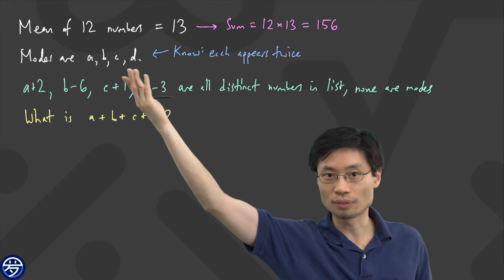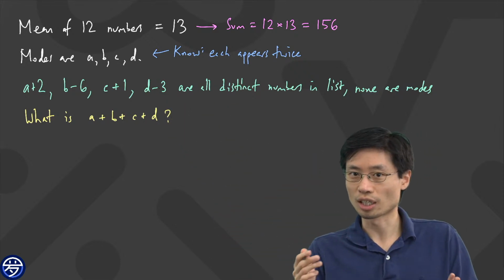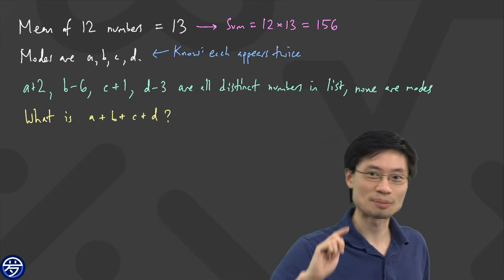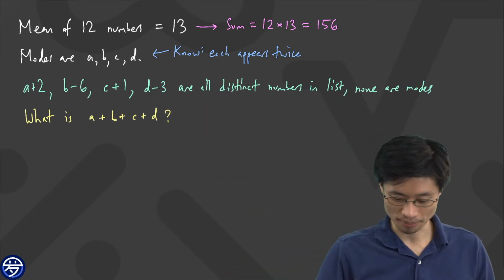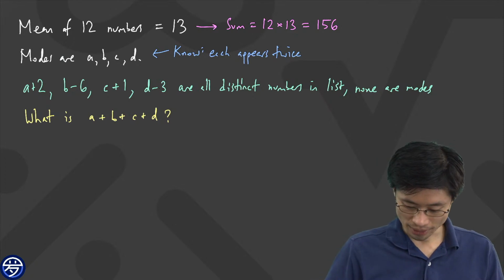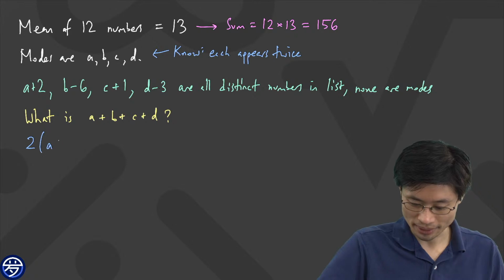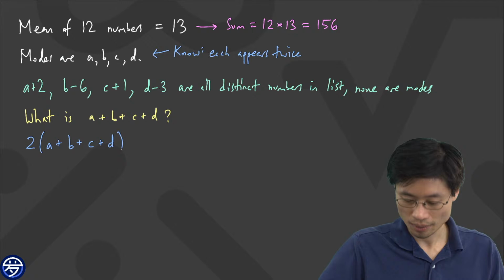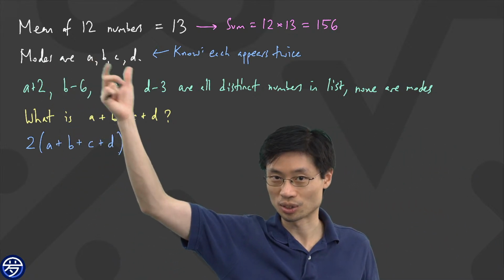I know that there's 2 of each of those, and then here are all some new numbers. So now I can try to solve for A, B, C, and D? Well, no, it's asking me what's the sum, and that makes me happy, because I think I can get the sum out of this. Let's write down what I know. I know that if I take 2 of A plus B plus C plus D, this, by the way, is the sum of the modes. There's 2 of each of them.